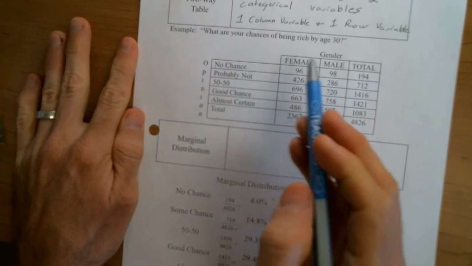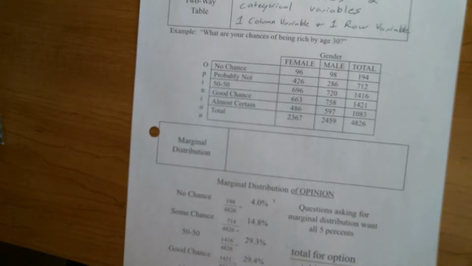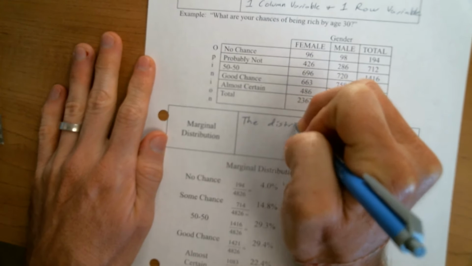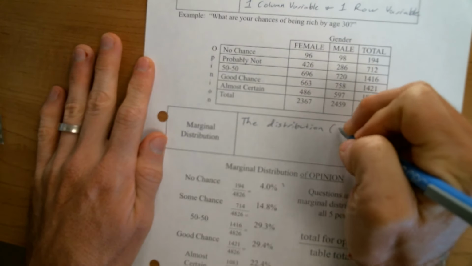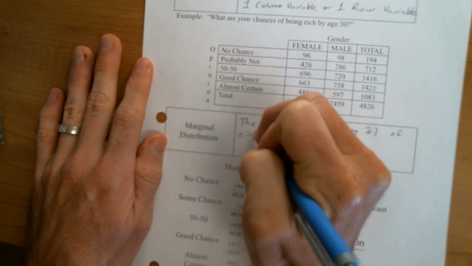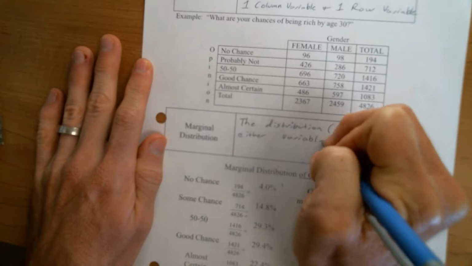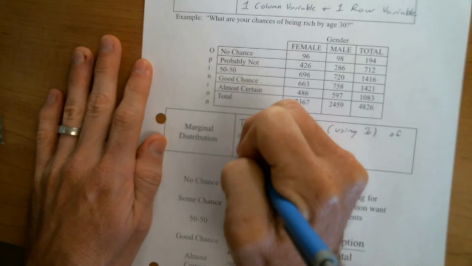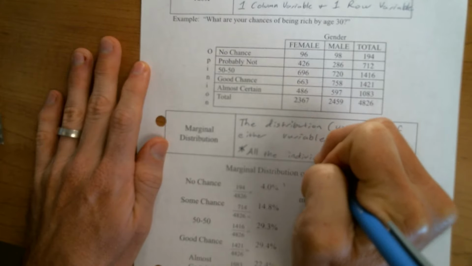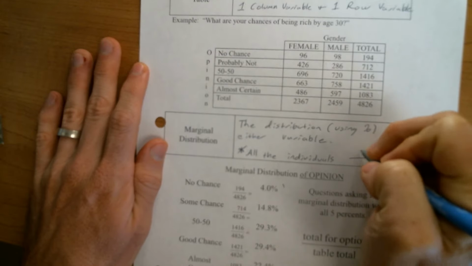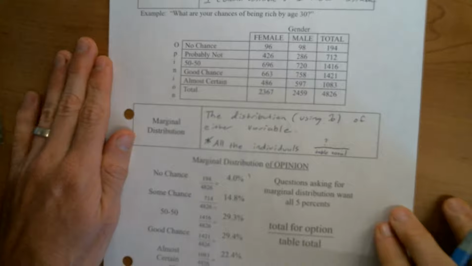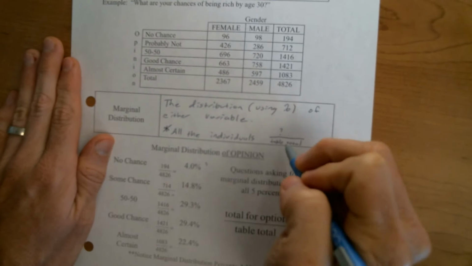All right, so when we have one of these two-way tables, we're going to talk about marginal and conditional distributions. So the marginal distribution is the distribution, and generally, when we do a marginal distribution, we're going to be using percents of either variable. So what I'm going to put here as a little note is you're using all the individuals. So when you calculate something, it's going to be over the table total. Anytime you're calculating your percentage here, when you're doing a marginal distribution, it's always over the table total.